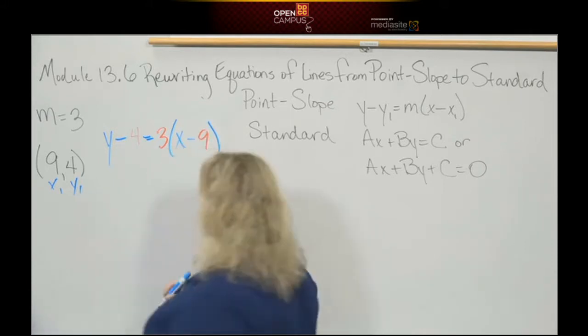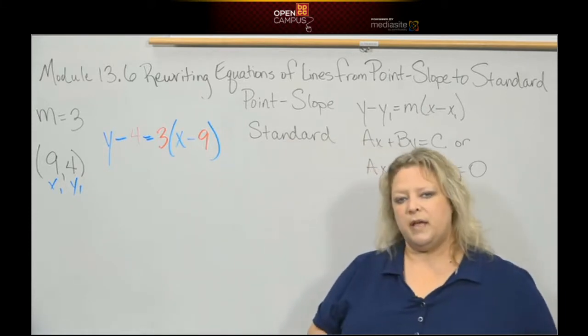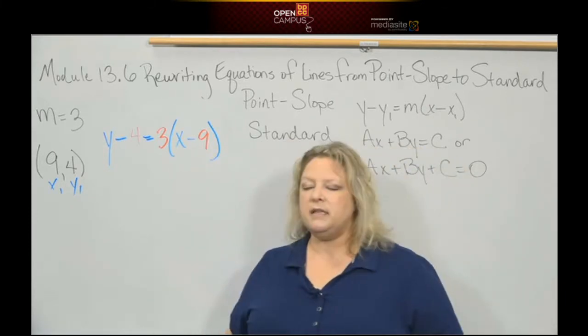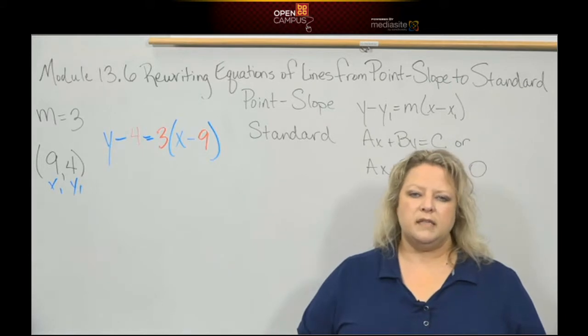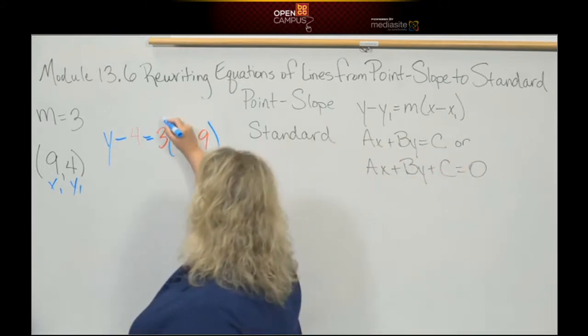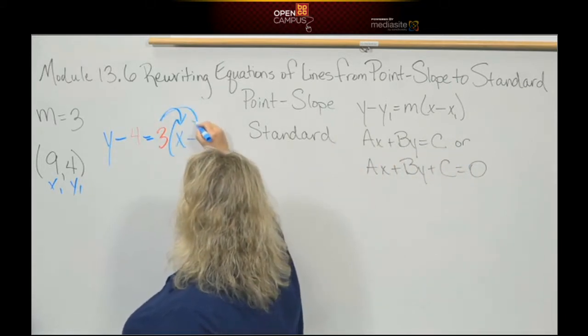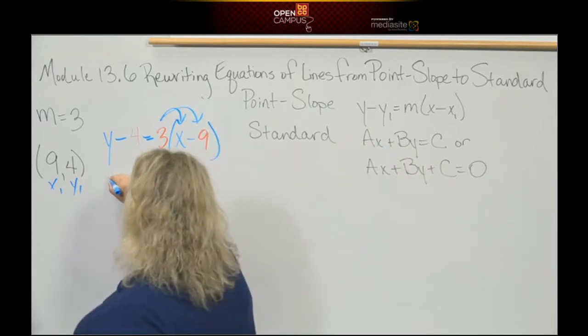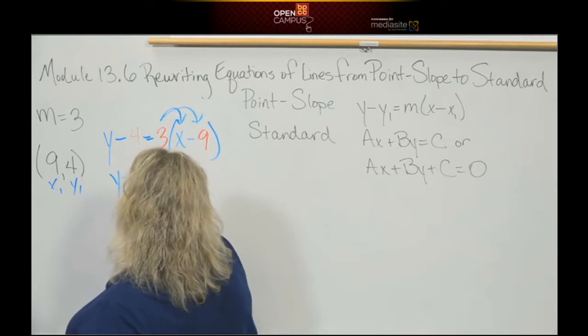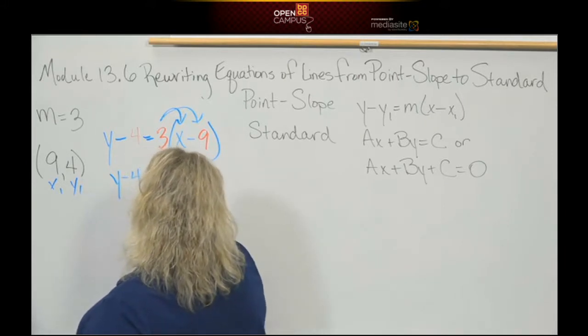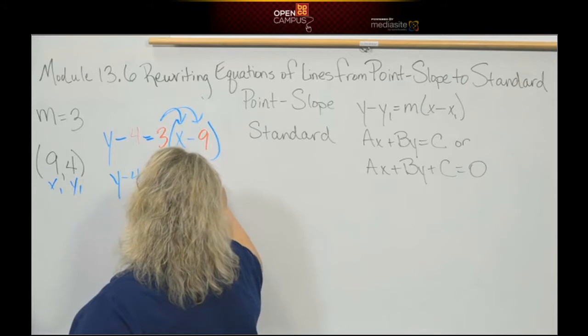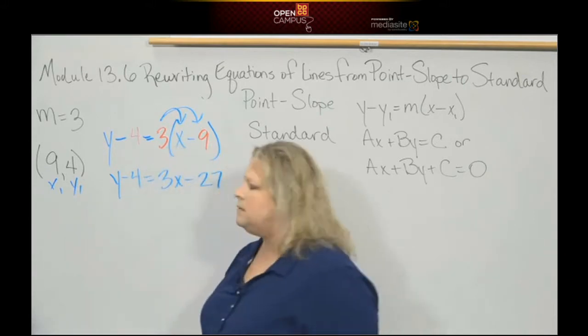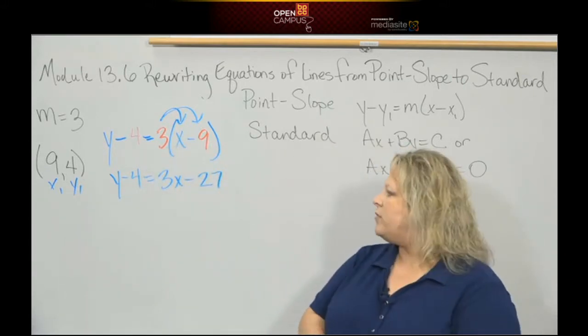So red stands for substitute, blue is original, okay? So now I'm going to take this and rewrite it in standard form. To do that, I want to make sure I distribute, get rid of those parentheses, okay? So I have y minus 4 is equal to 3 times x, which is 3x. 3 times negative 9 is negative 27. And that gets rid of the parentheses.